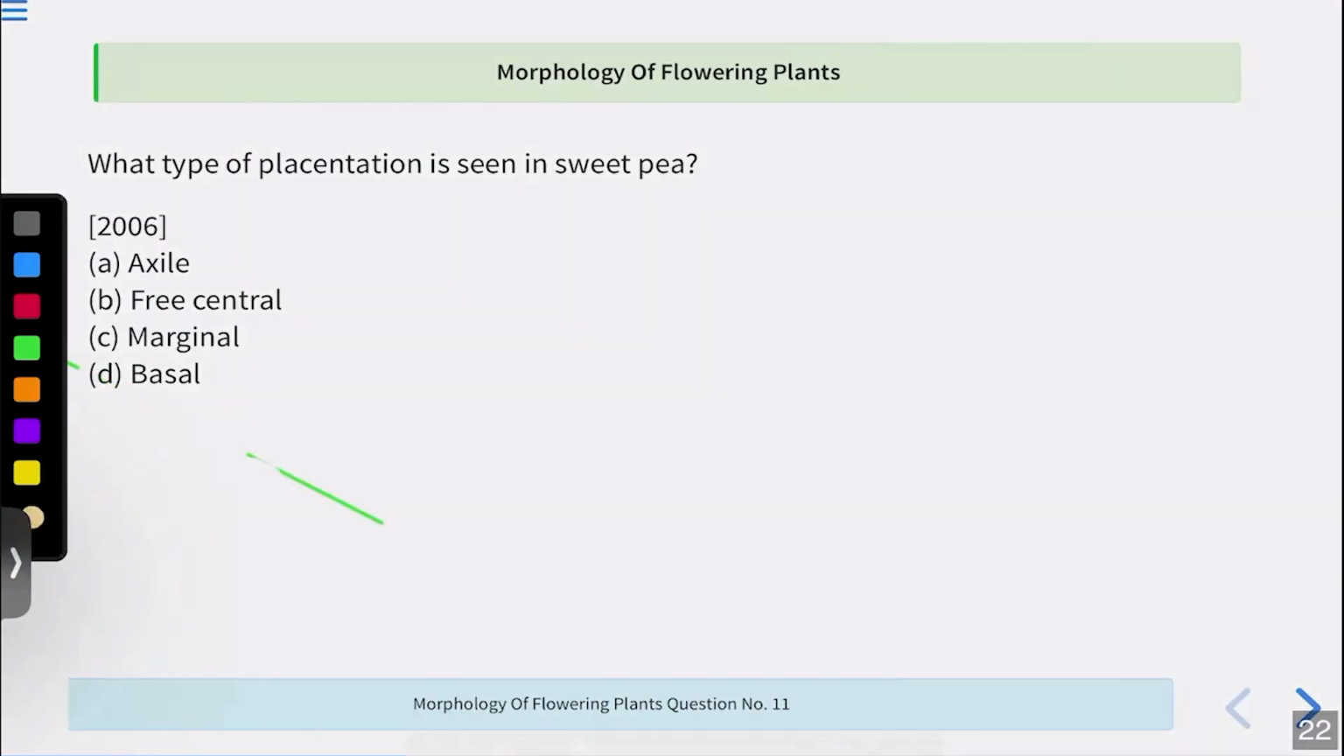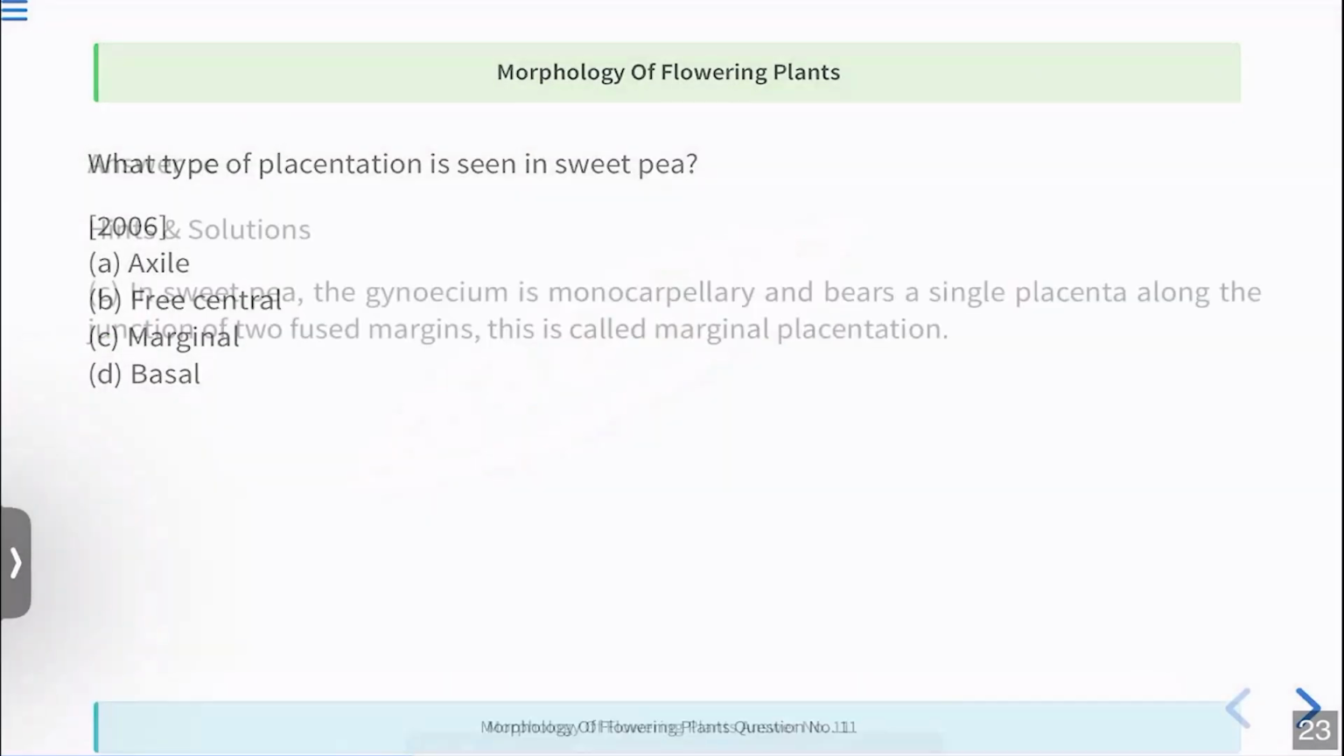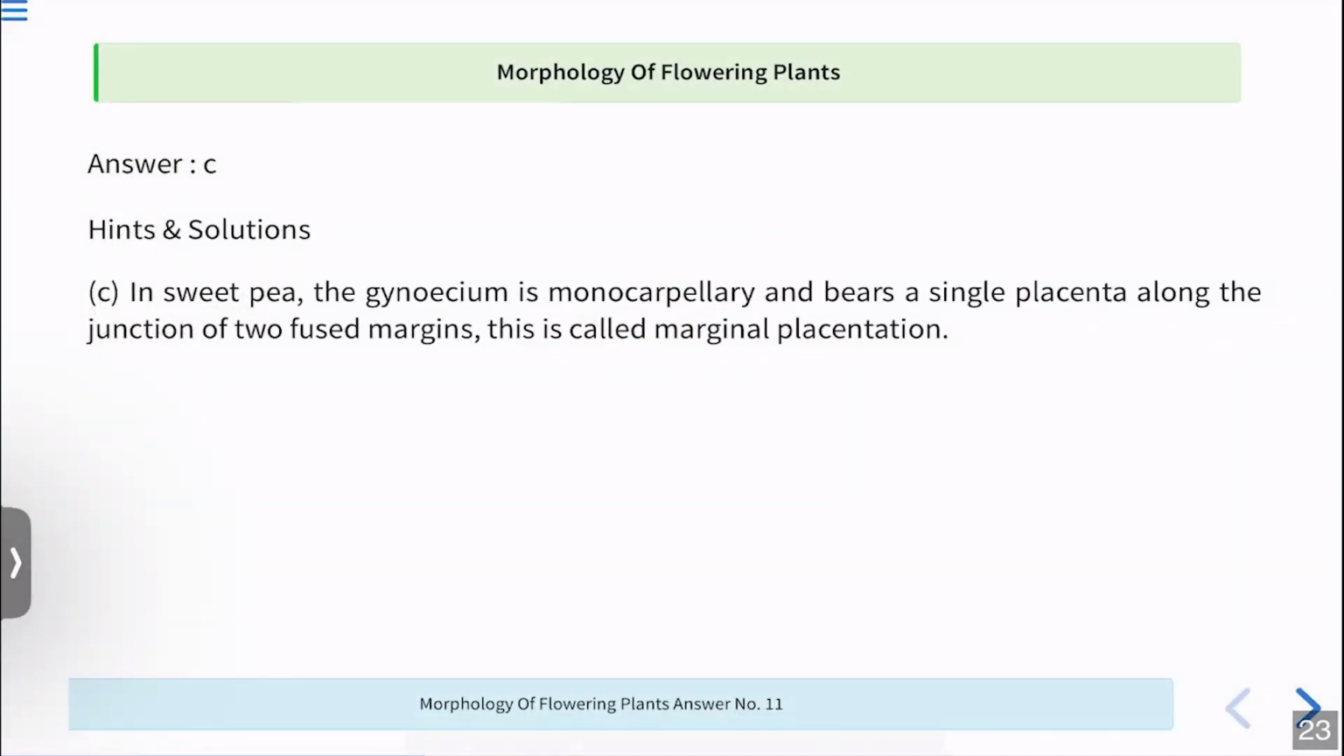So basically, in sweet pea we will see a marginal placentation. You have all seen pea, right? How does pea look? This is your pea, and the seeds are attached to one end of the fruit. This is known as marginal placentation. So yeah, the answer will be C. The gynoecium is monocarpellary, bears a single placenta along the junction of two fused margins. This is called marginal placentation. Moving on.